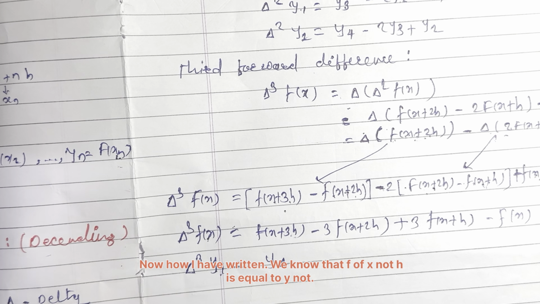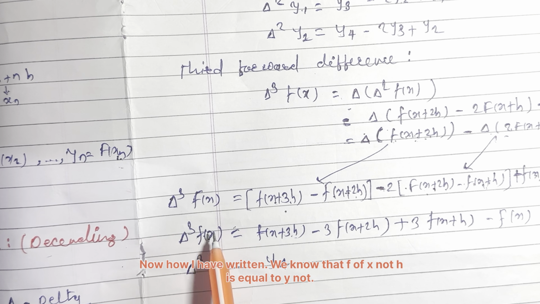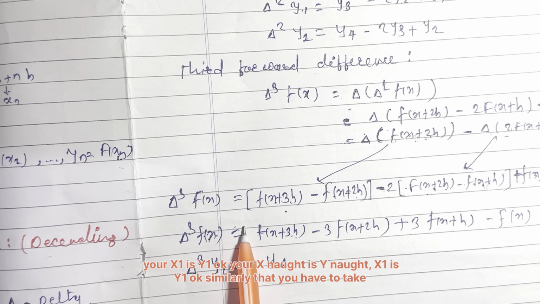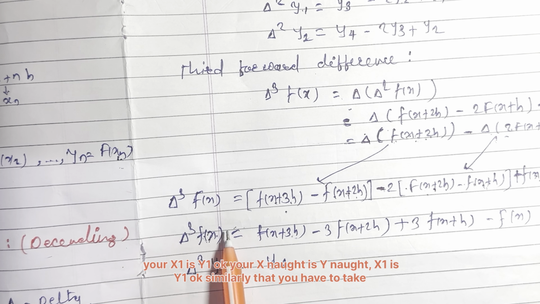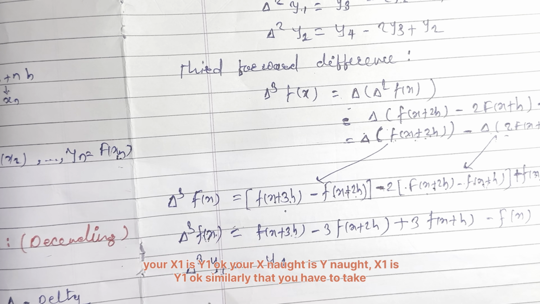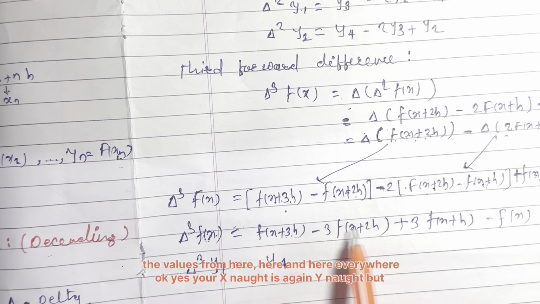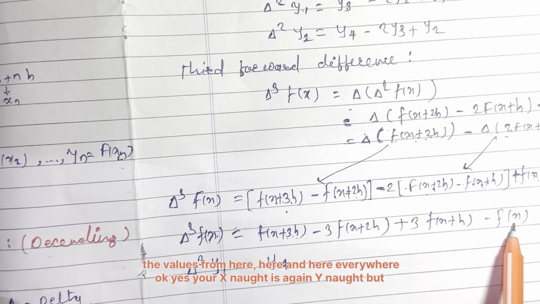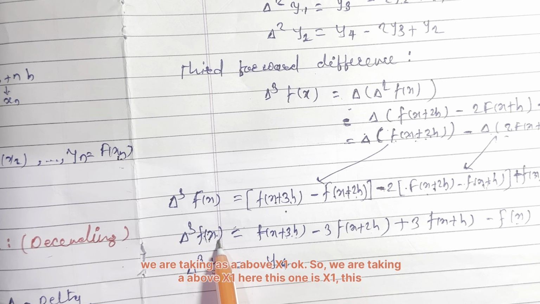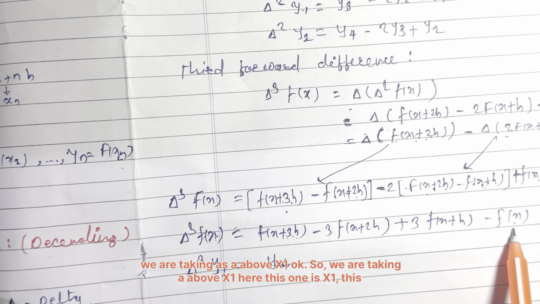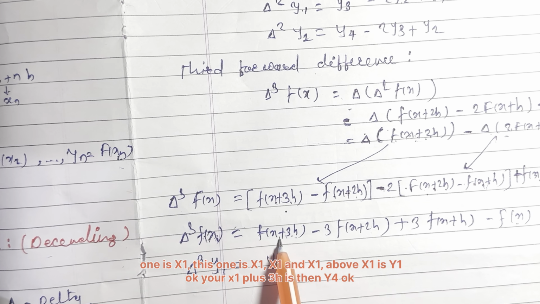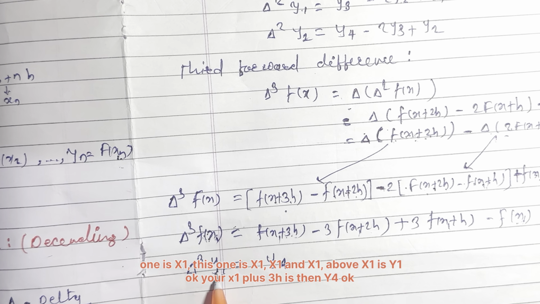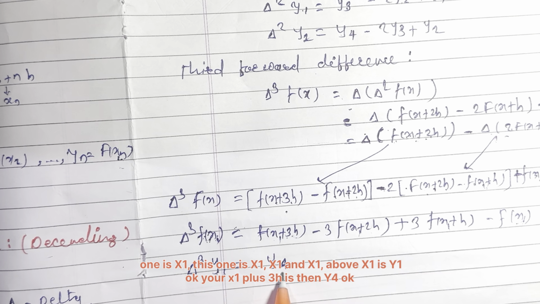Now how I have written this: we know that f of x naught is equal to y naught, and f of x1 is y1. Similarly, you have to take the values everywhere. Here we are taking f of x1, so this one is x1, this one is x1, and so on. F of x1 is y1, and f of x1 plus 3h is then y4.